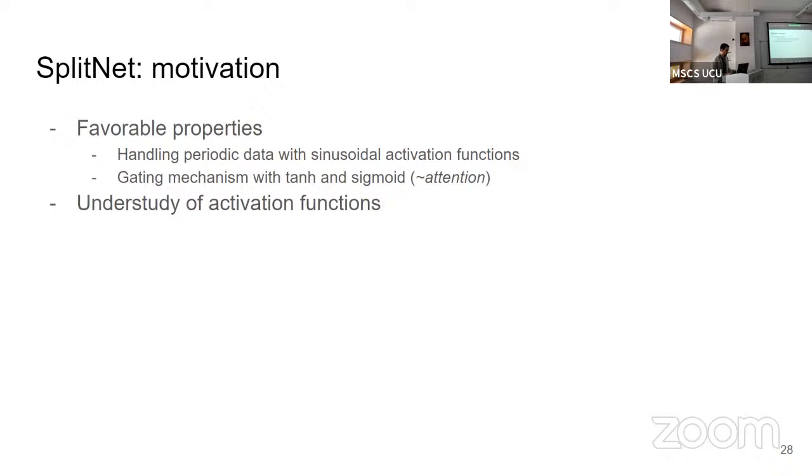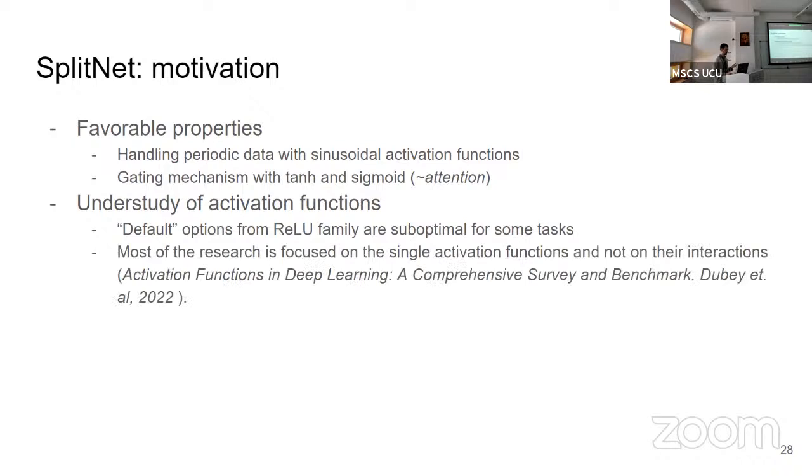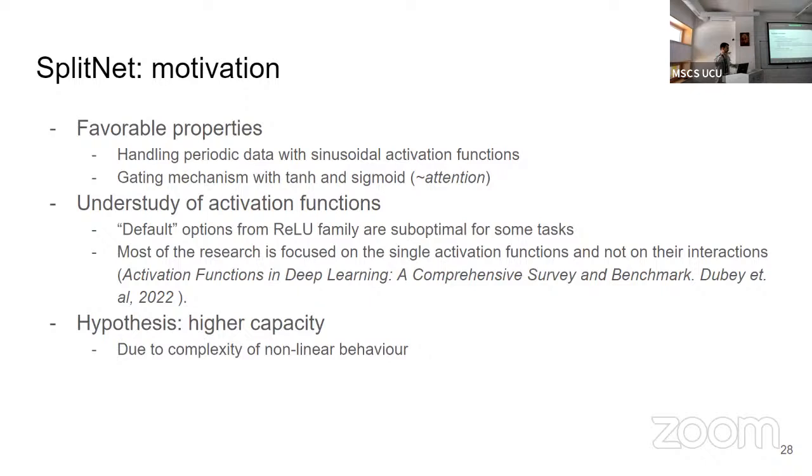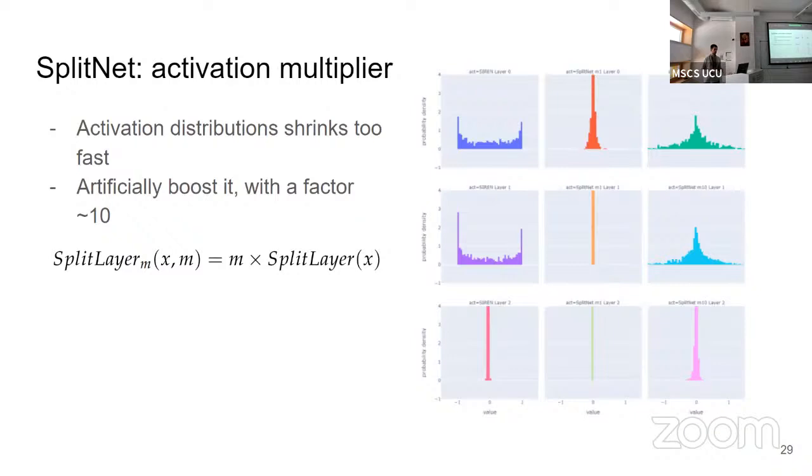And the real reason to go in this direction is that most research is done in terms of finding one good activation function, and does not look at how these non-linearities actually interact with each other. The hypothesis was that such a non-linear activation will have much more capacity in some cases where capacity and a small number of parameters are really important. And so this is the first block that was developed into the architecture.